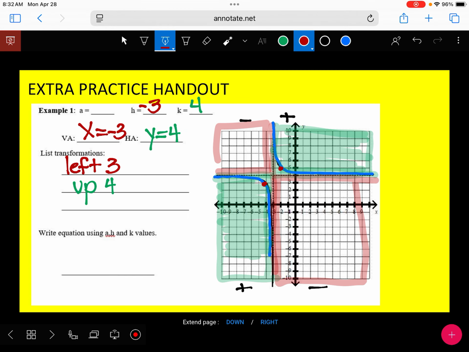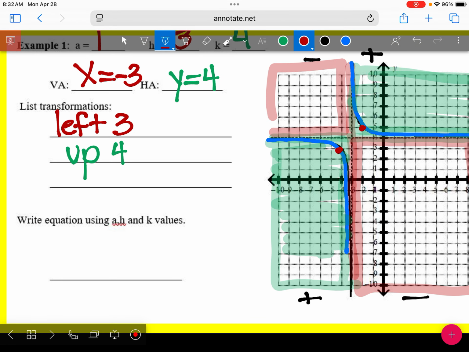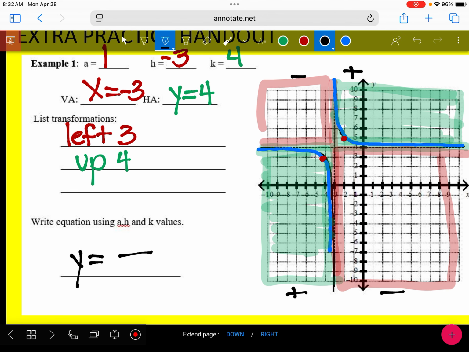So A is 1. So now I'm ready to put it all together. My equation would be y equals, make your fraction. Now A always goes in the top. So A goes in the top, and we said A was 1. And then it would be x over the opposite of h.